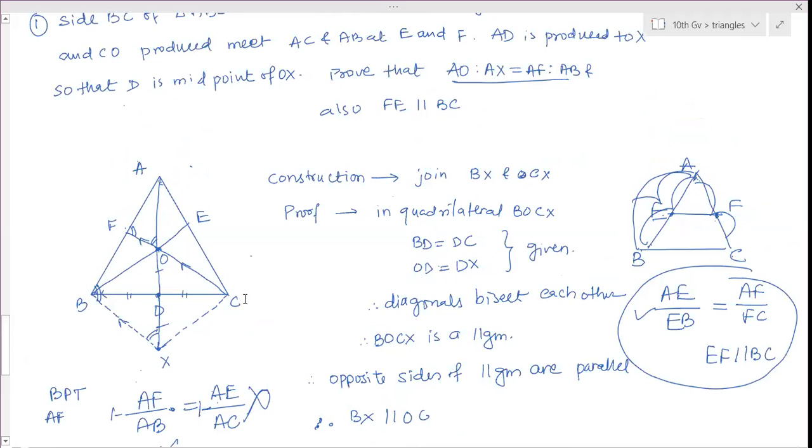Therefore, we need to again solve AF by FB is equal to AO by OX by BPT. Then again OE parallel to XC. Therefore, AO by OX is equal to AE by EC. And the AO by OX ratio is the same for both of them. So by 1 and 2, AF by FB is equal to AE by EC. Then you can write directly, that is by converse BPT, we can show FE parallel to BC.